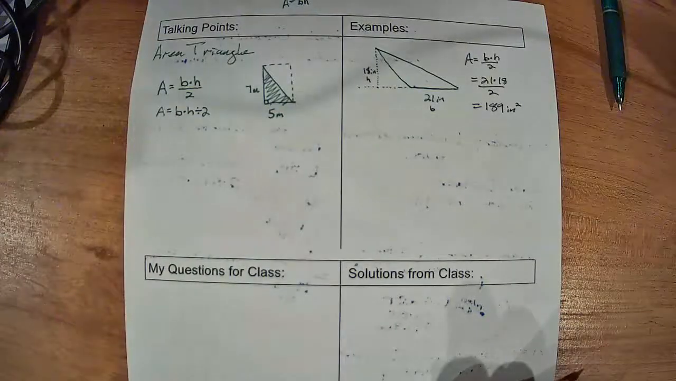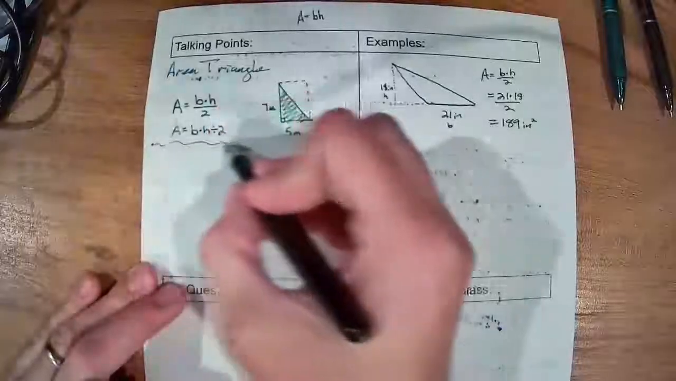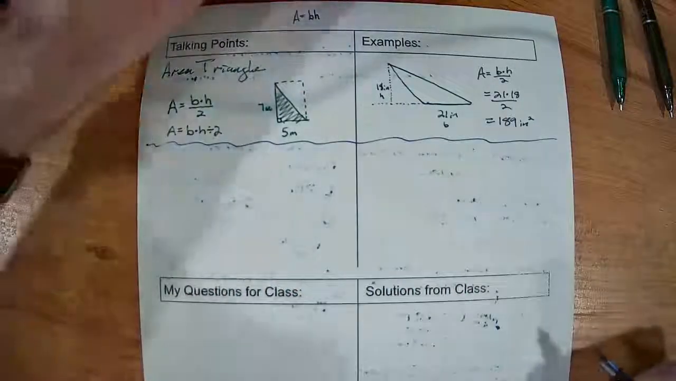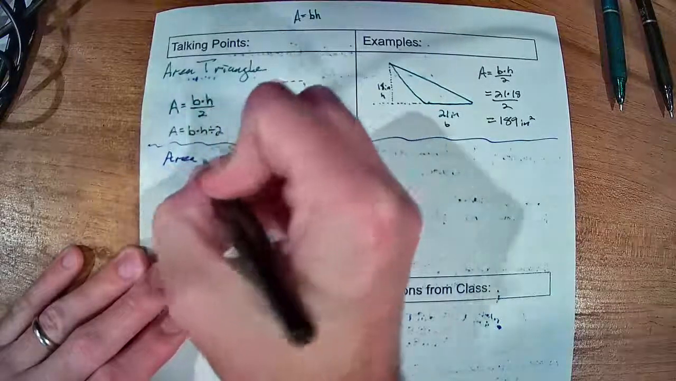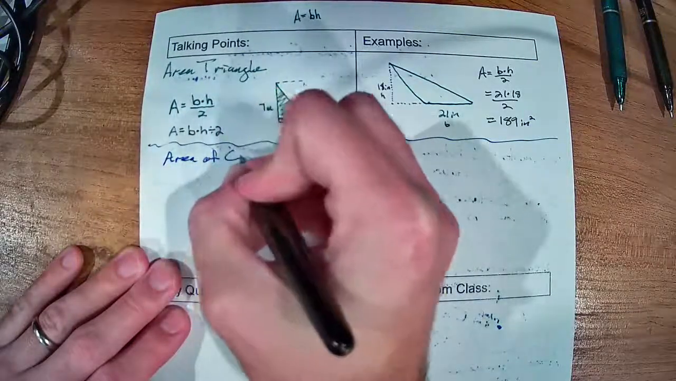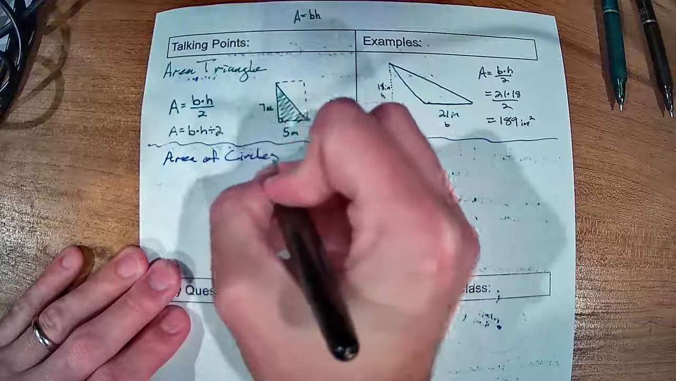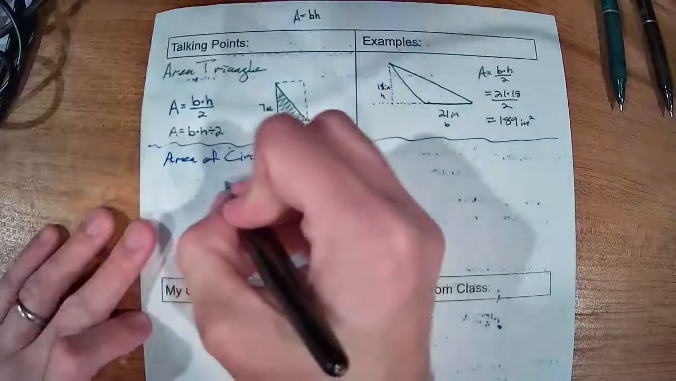Let's talk about the one that's tricky. And I'm going to switch pens again because this one's easier for me to write with for circles. Area of circles. Now, circles are a little tricky. Let's see if we can draw one again.